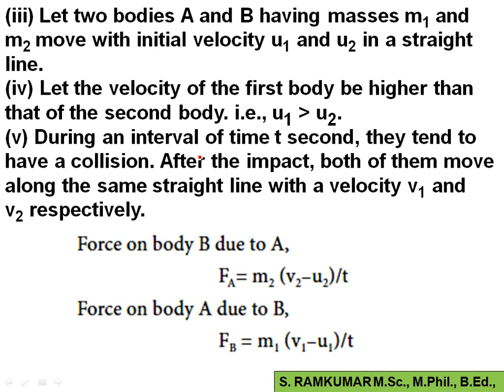Let two bodies A and B having masses m1 and m2 move with initial velocities u1 and u2 in a straight line. Let the velocity of the first body be higher than that of the second body, that is u1 greater than u2. During an interval of time t seconds, they collide. After the impact, both of them move along the same straight line with velocities v1 and v2 respectively.